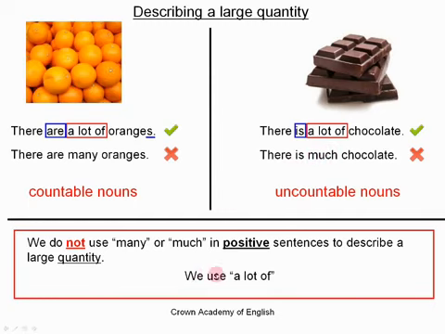Okay? So when we use a lot of with a countable noun, then do not forget the noun is in the plural with the verb in the plural, and when we use a lot of with uncountable nouns, then the noun is in the singular and the verb is in the singular.